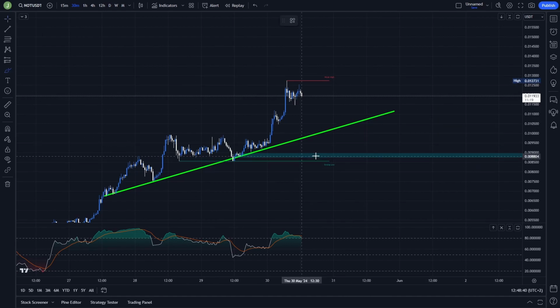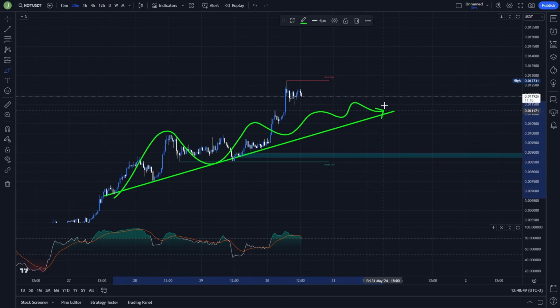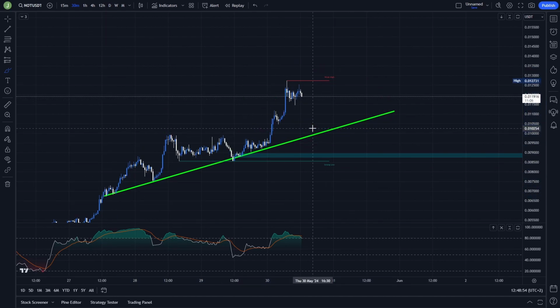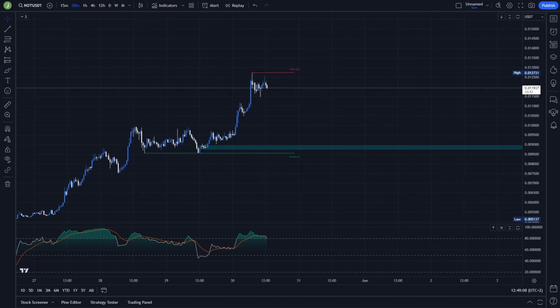But I need to say that I still like the long scenario from these order blocks more, because I think that trading order blocks is better than trading such setups, especially on the 30-minute chart.